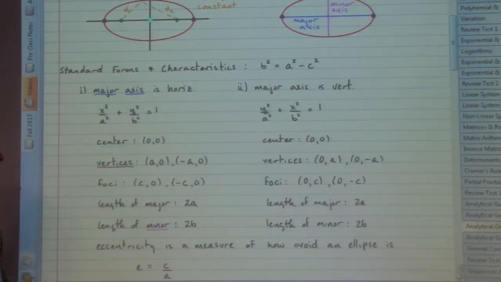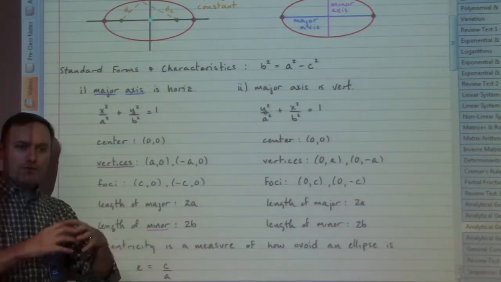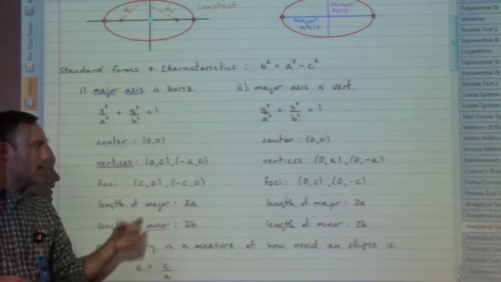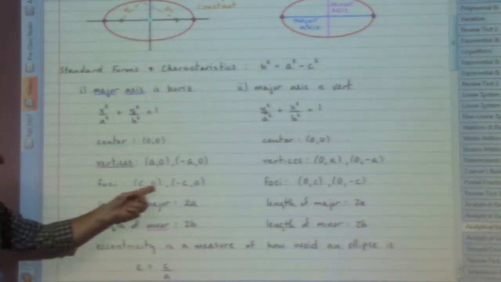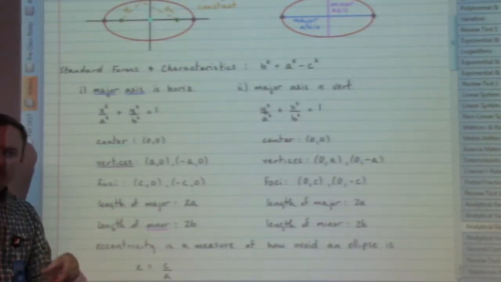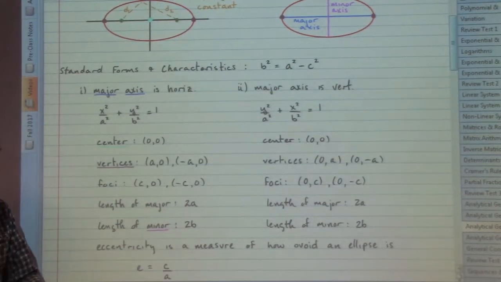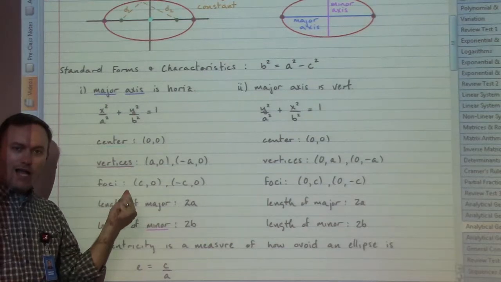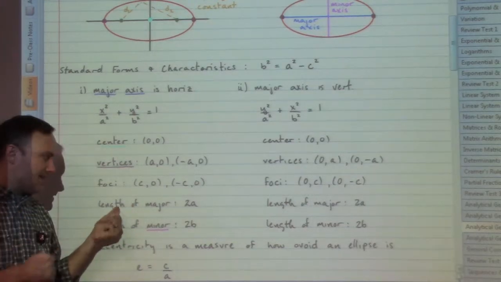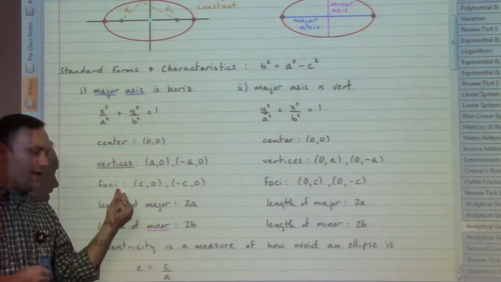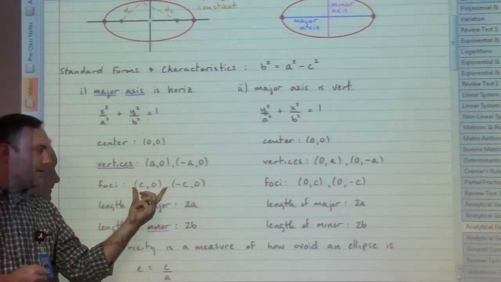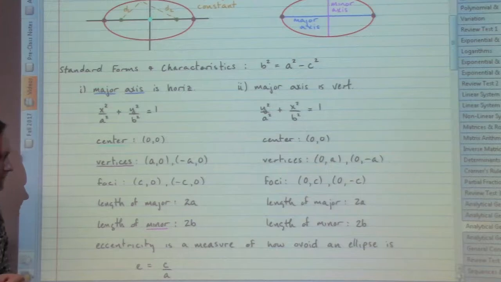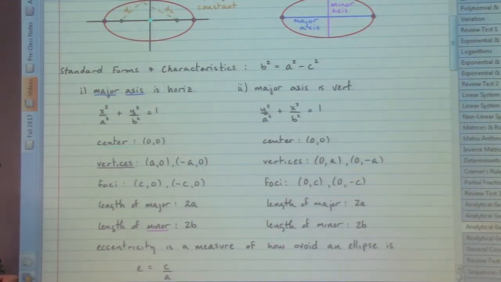The vertices come from the A, and because this is oriented horizontally, the vertices are A comma 0, negative A comma 0. The foci come from that C number that I would have to calculate. So I would calculate the C. Foci, foci is the cute little thing that I like to tell folks, to remember that it's the C number that I would need. C number showing up there: C comma 0, negative C comma 0.